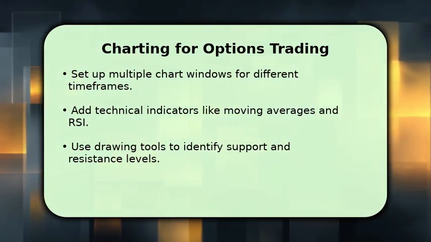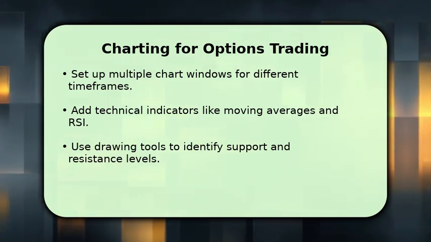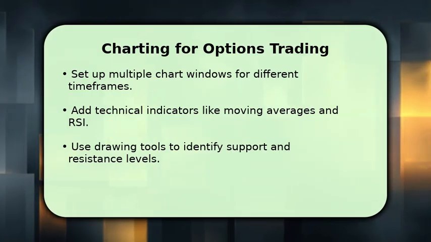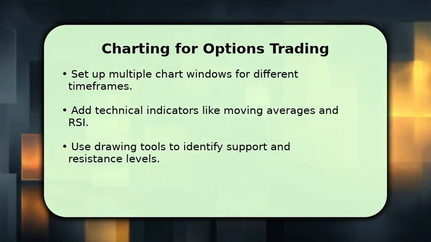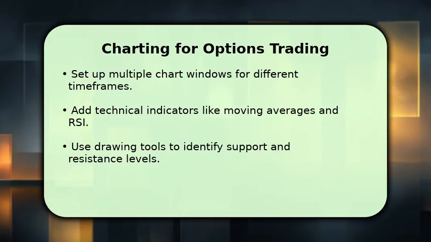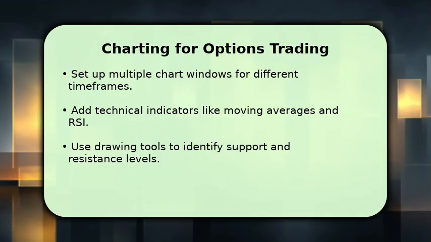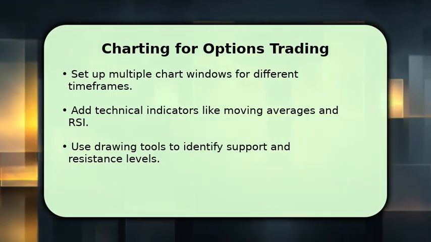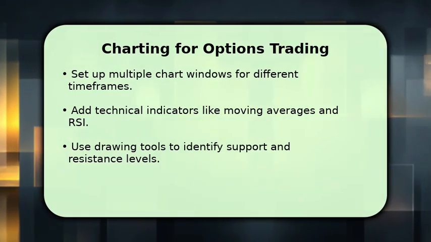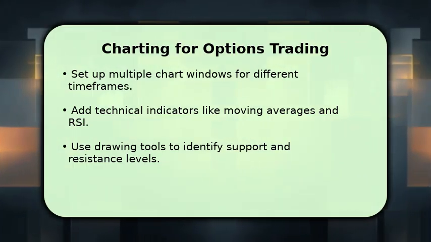Effective charting is vital for options day trading. Set up multiple chart windows, perhaps one for a 5-minute view and another for a 15-minute view. Add key technical indicators such as 200-period moving averages and the relative strength index. Utilize drawing tools to mark significant support and resistance levels. Finally, configure price alerts to notify you of potential entry or exit points, helping you react promptly to market movements.